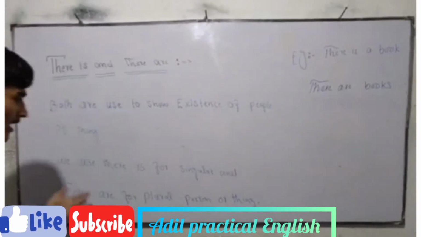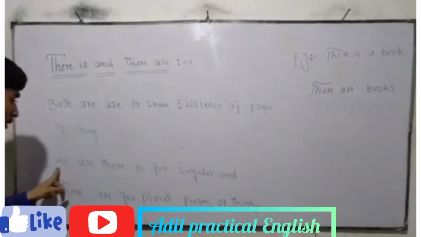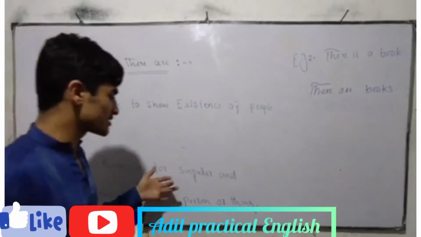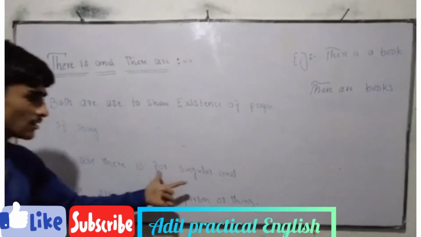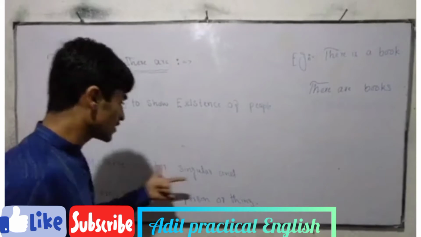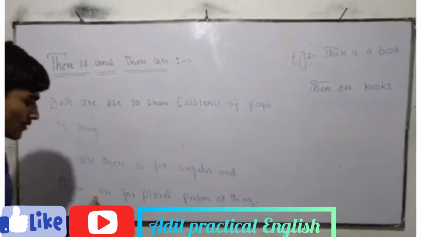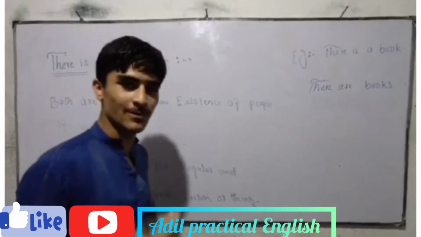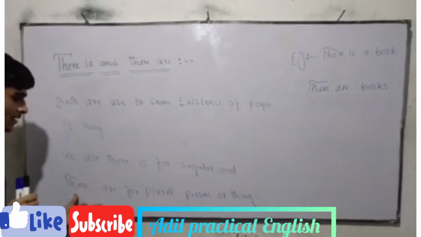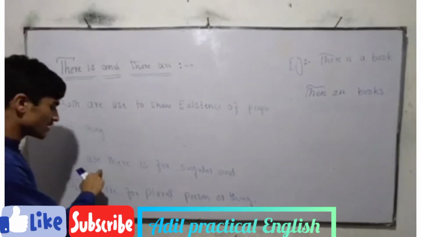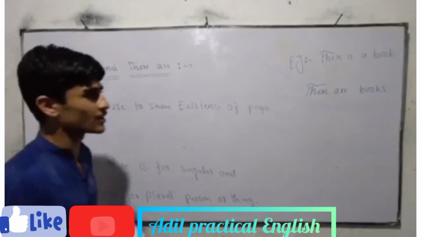So guys, let me write small notes about that. We use there is for singular. Here we use there is for a singular thing or person, and there are we use for plural persons or things. So guys, there is is used for singular and there are for plural.